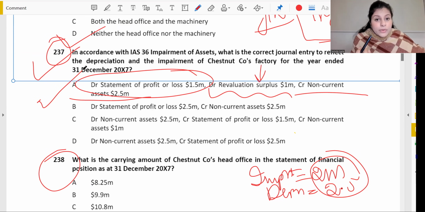Because there's depreciation of 0.5 also, that needs to be accounted for as well. So total loss is 2.5, 2 for impairment, 0.5 for the depreciation, and surplus will be debited by 1 million and the remaining will go via P&L. Are we clear on this? Come on, quick confirmation. Then only I'll move ahead.